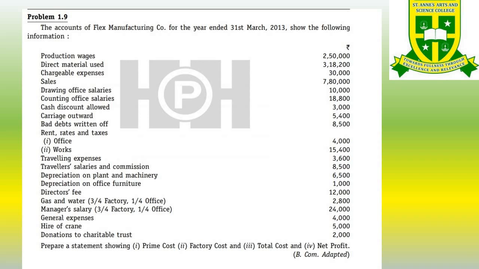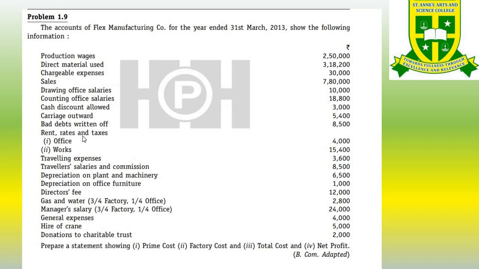Then bad debts written off. This is the amount. We won't show the provision for bad debts alone, but bad debts is the actual amount which cannot be recovered from the debtors, so this has to be deducted. Where do you have to show it? The debtors come after the sales, so it will be shown in the selling and distribution overhead.